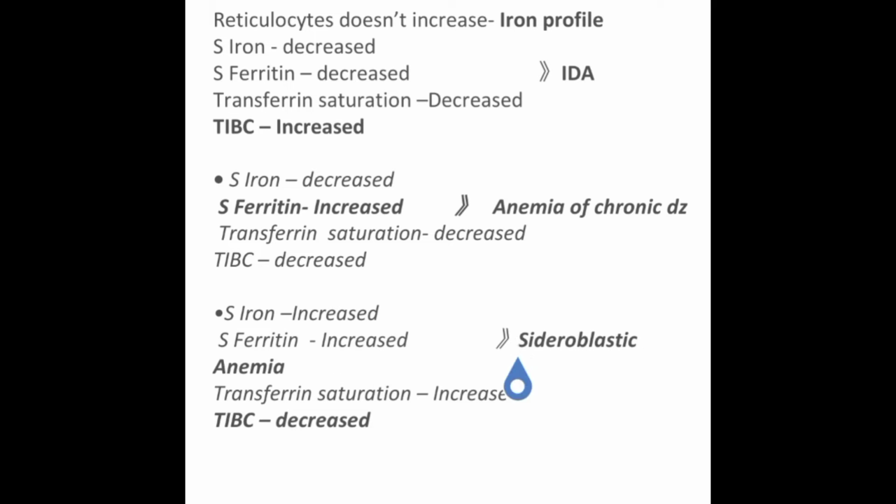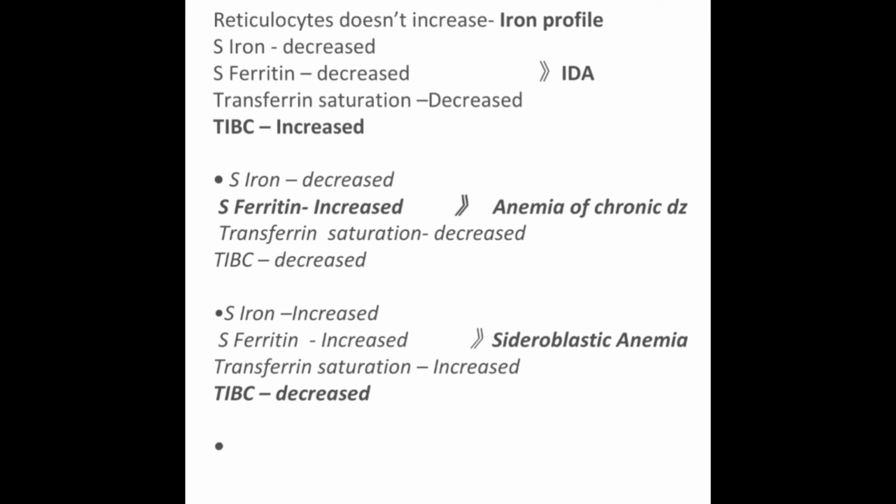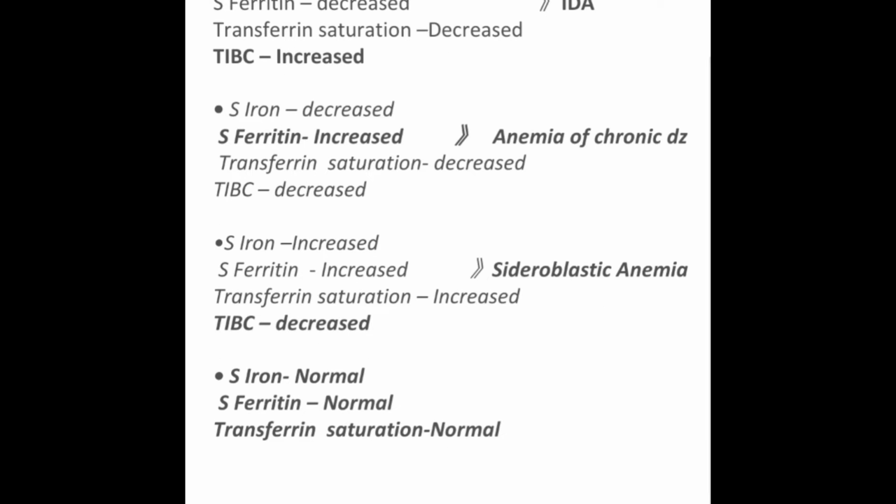If everything is increased except TIBC, then it is sideroblastic anemia. If iron, ferritin, transferrin saturation and TIBC are normal, it is thalassemia.